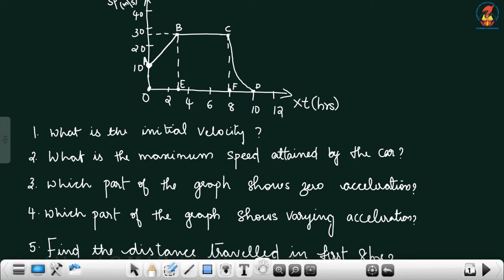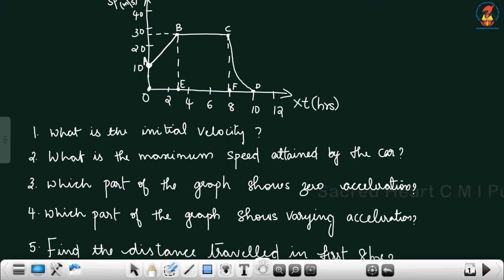So, that represents the maximum value of velocity which is represented in this graph. That is in between 20 and 30, that is 25 meter per second. Now, third question, which part of the graph shows zero acceleration?